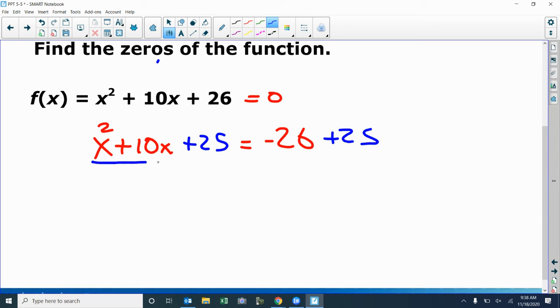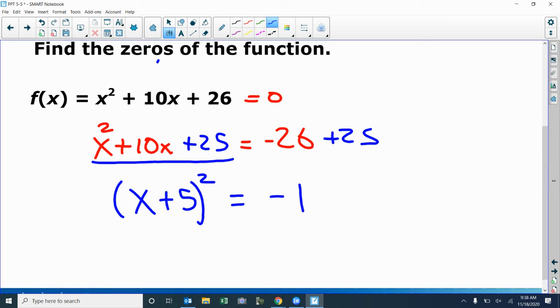And what did I create here? None other than a perfect square trinomial. Always x, always that sign, always half the middle. Now, here's the only difference from the last 3 days and today. What am I getting over there? Not 1, but negative. I'm getting a negative number on that side.